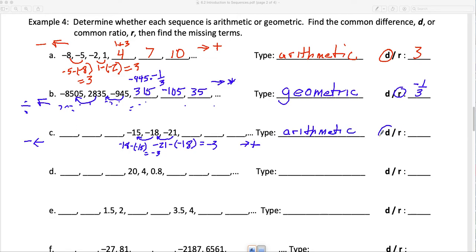Therefore I have a common difference, and that common difference is negative 3. Okay, so let's keep adding negative 3. So what's going to go right in here? We're adding forward. So negative 21 plus negative 3 is going to give me a negative 24. Negative 24 plus negative 3 is going to be a negative 27. Negative 27 plus negative 3 is going to be a negative 30.